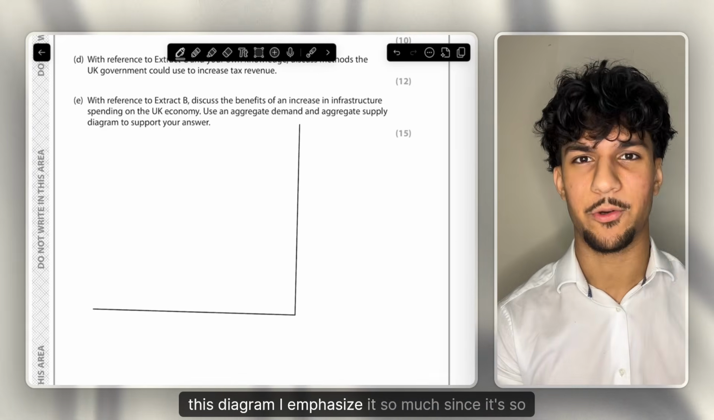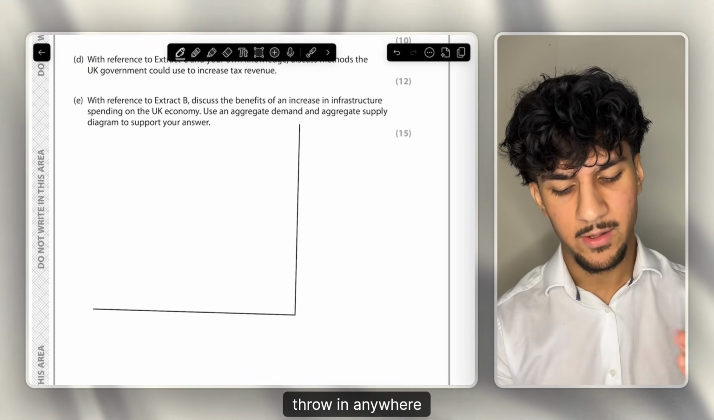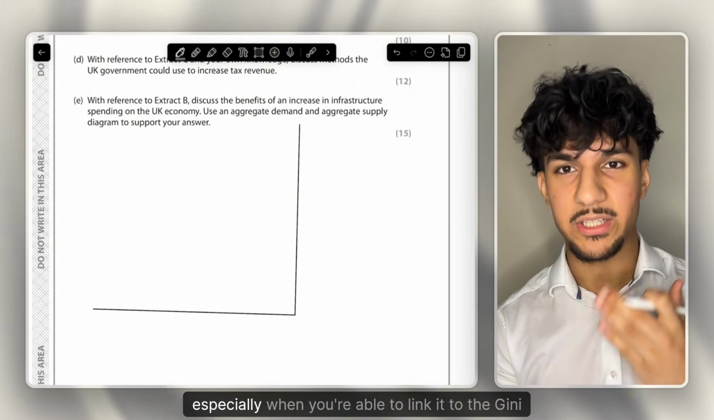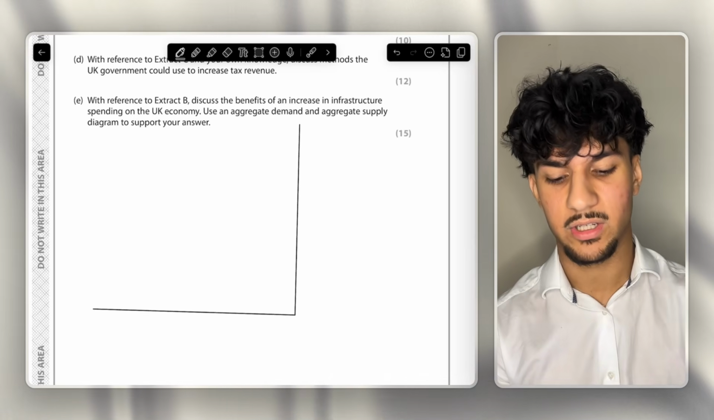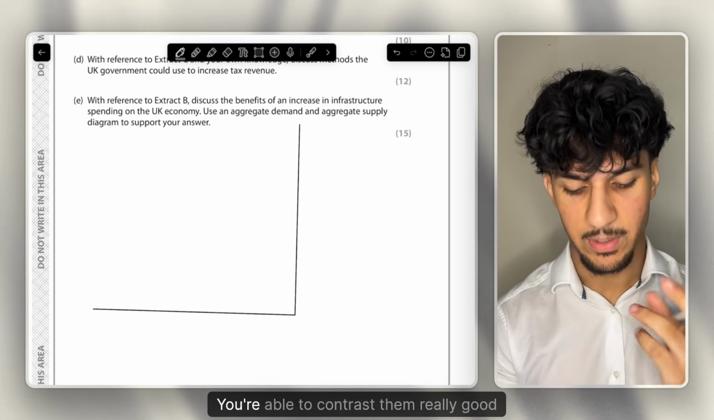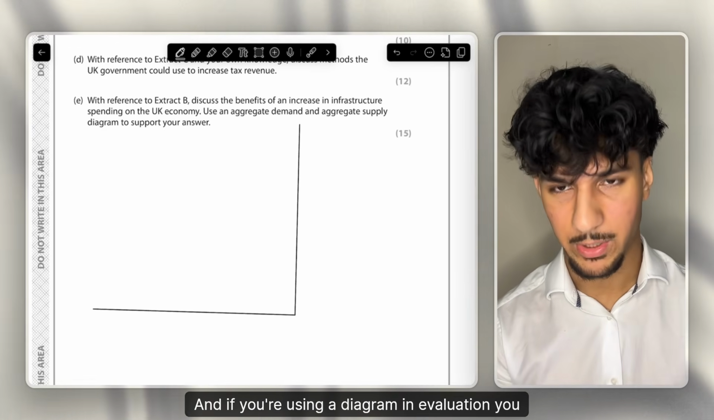This diagram, I emphasize it so much since it's so good to use in evaluation, and you can pretty much throw it in anywhere. Macro objectives, it works really well, and especially when you're able to link it to the Gini coefficient. You learn a few Gini coefficients like South Africa, UK, just different countries, of course, different levels of inequality. You're able to contrast them. Really good evaluation, and if you're using a diagram in evaluation, you pick up lots of marks.